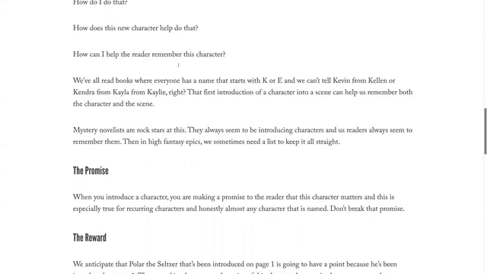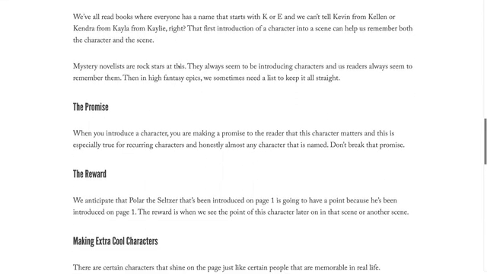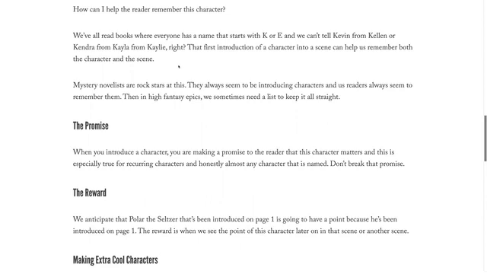Don't break that promise. Don't spend 8 chapters with Jonathan Livingston Seagull and then suddenly be about Harry Potter for the next 52, and we never hear about Jonathan again. The reward. We anticipate that the polar seltzers guy being introduced on page 1 is going to have a point because he's being introduced on page 1. The reward for the reader is when we get to see the point of the character later on in that scene or another scene. So it's a promise and a reward.